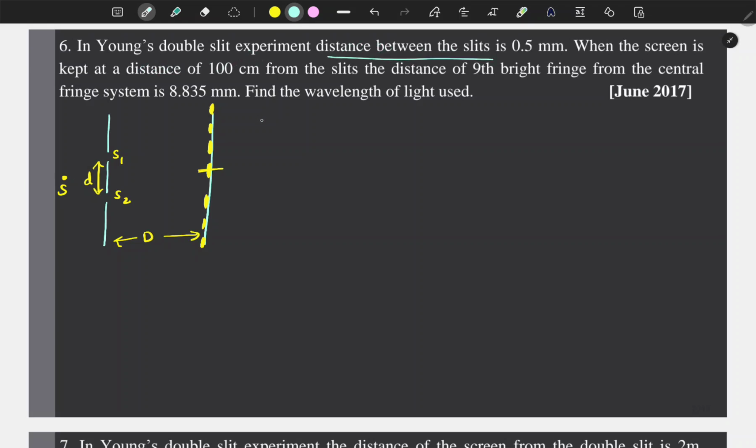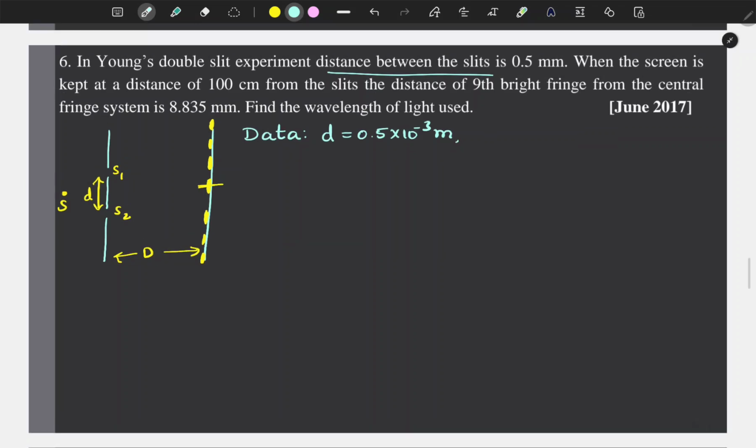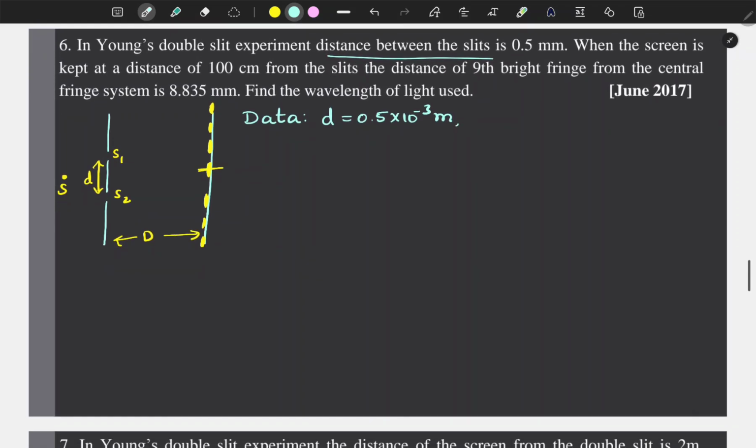Now if you consider the data given in Young's double slit experiment, the distance between the slits, small d, is given. Small d value is 0.5 millimeter. When the screen is kept at a distance 100 centimeter, that is 100 into 10 to the power minus 2 meter, nothing but 1 meter. 100 centimeter means 1 meter.